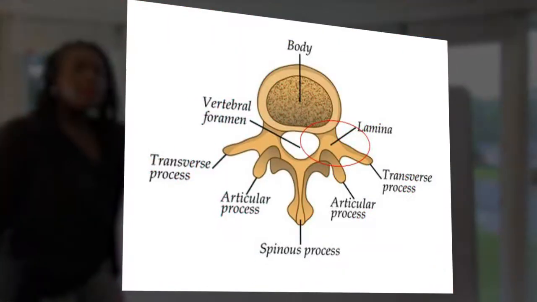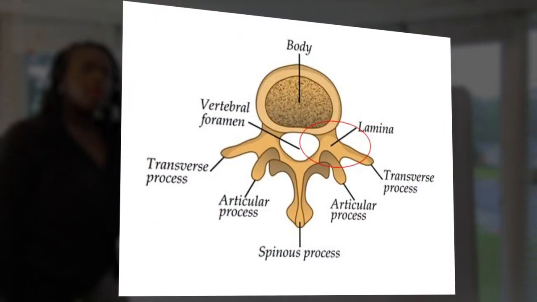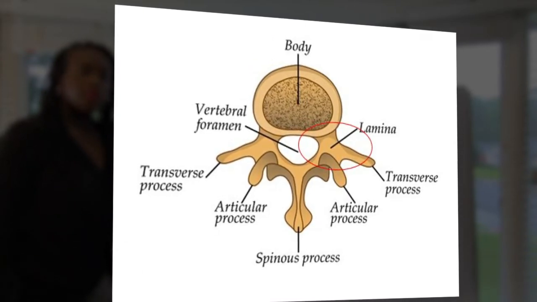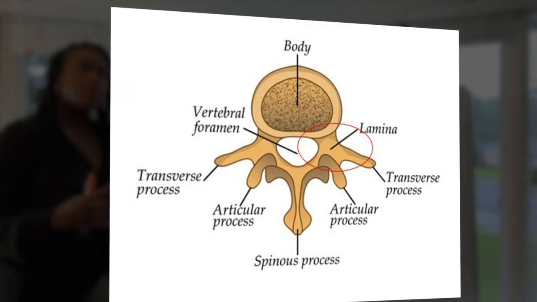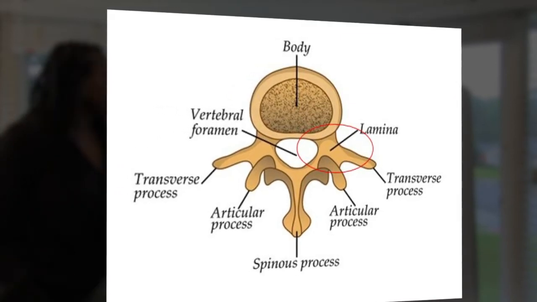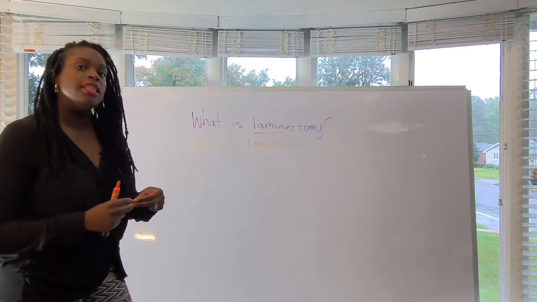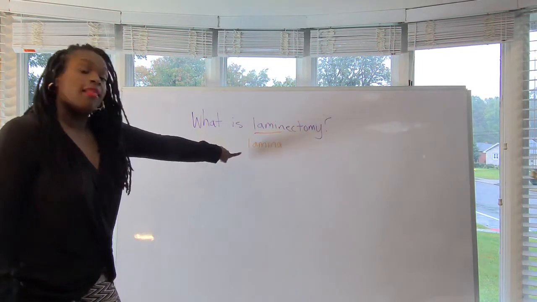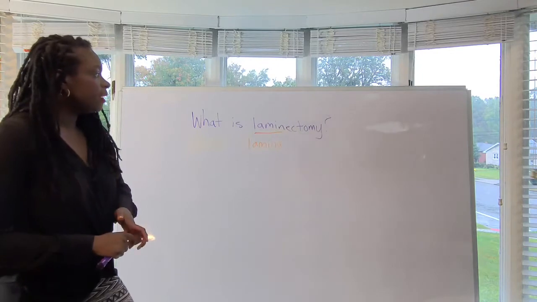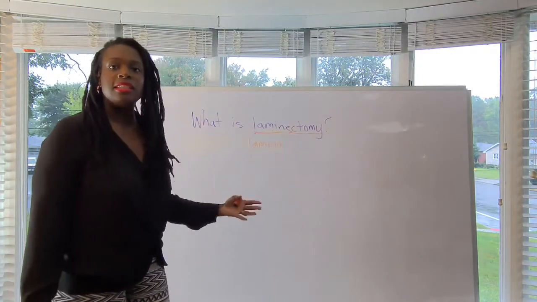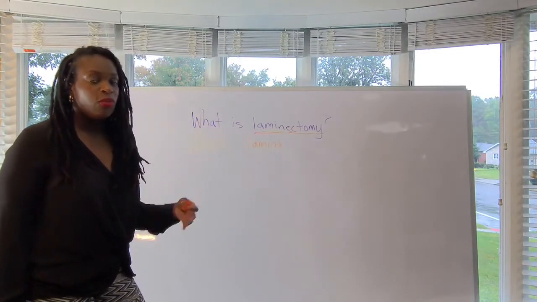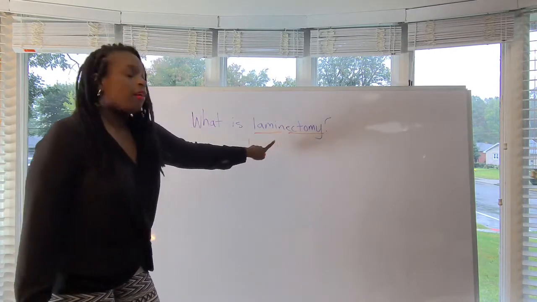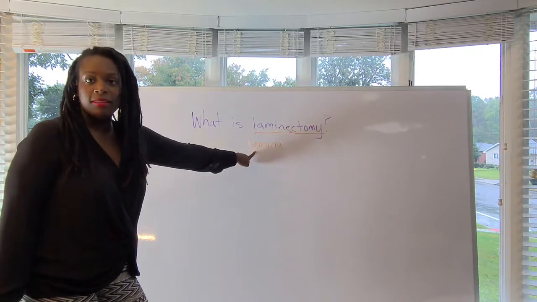Now the lamina is the vertebral arch, which is the back part of the vertebrae, which covers the spinal cord, and it forms the vertebral arch, okay? That's the lamina. That's what we see when we look at pictures and we see that little pointy part that's sticking out. The next part, ectomy, simply means surgical removal. So if you put the two words together, it's surgical removal of the lamina, okay?